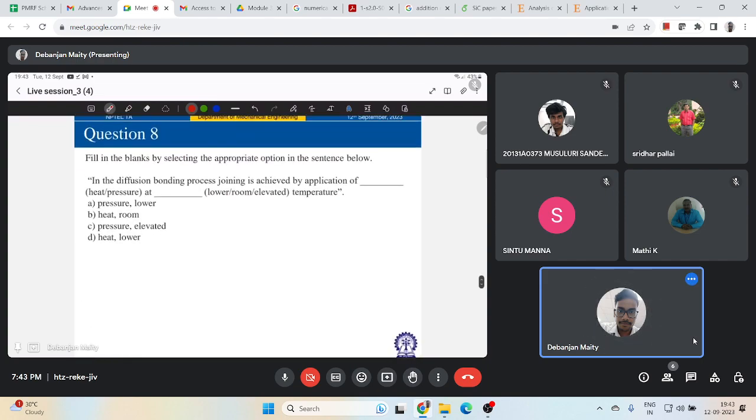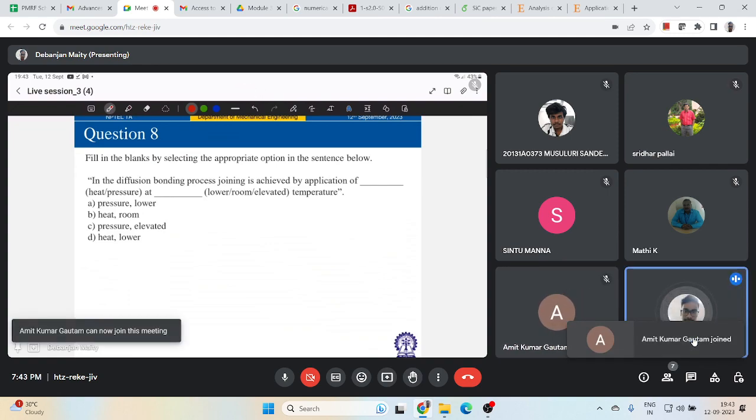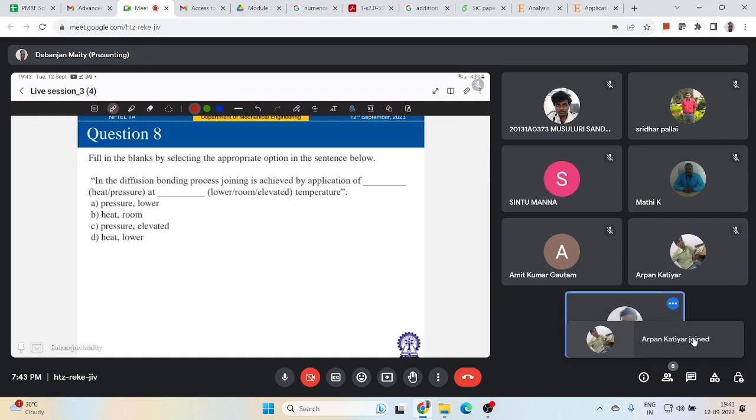Next question. In the diffusion bonding process, joining is achieved by application of, you need to fill in the blank, at some temperature. What should it be? Sir, the answer is option C. Pressure, right, and elevated temperature. Option C is correct.